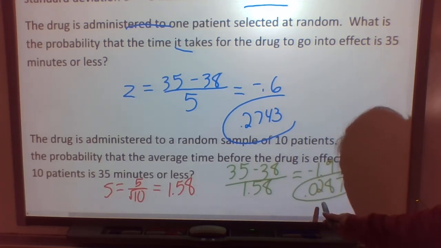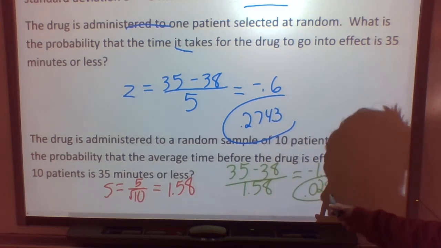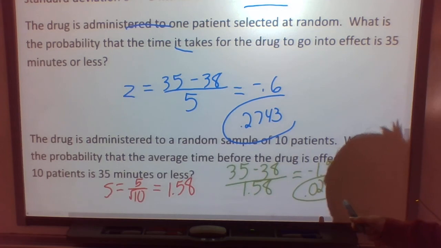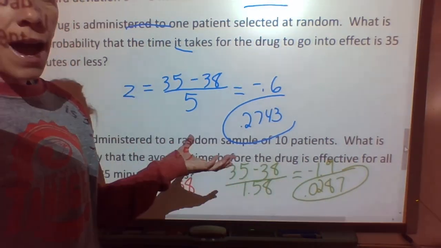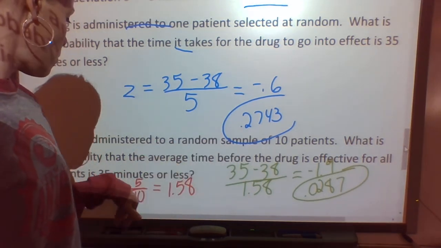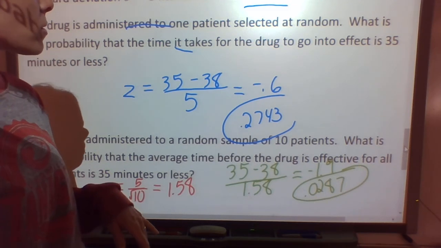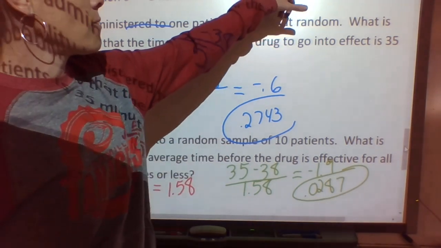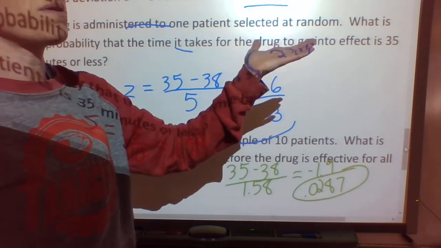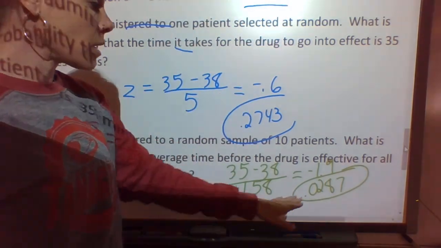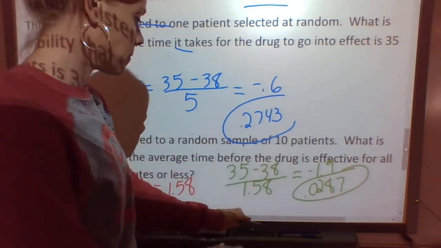Okay, so I have a smaller probability, and it's actually unusual, it's less than 5%. I have a smaller probability that the average of these 10 patients will be 35 minutes or less than one patient would be 35 minutes or less. And that makes sense because the average is 38. So for 10 patients to all be less than average should be an unlikely event to happen.